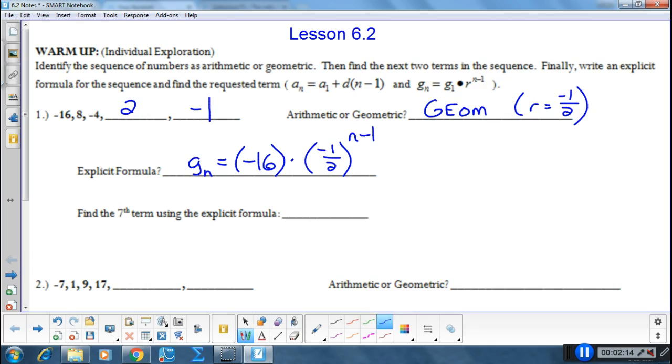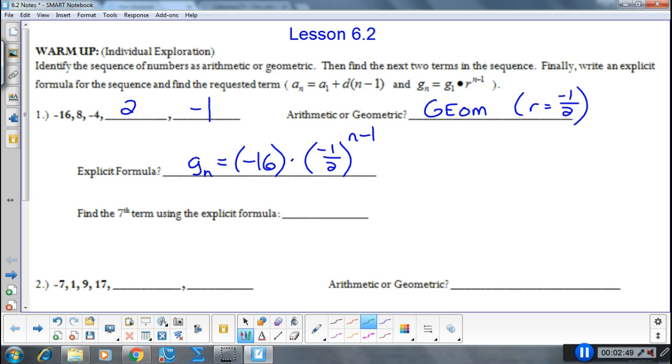Does it always have to be multiplication for geometric? Yes. Because if it's adding, that's arithmetic. Yeah, I just divided by negative 2. Oh, okay. Yeah. Well, dividing is multiplying by the reciprocal. You know what I mean? So multiplication and division are linked, and technically we just call them multiplying. Adding and subtracting are linked, and technically we just call that adding. So, yeah. Then it said find the seventh term using the explicit formula.